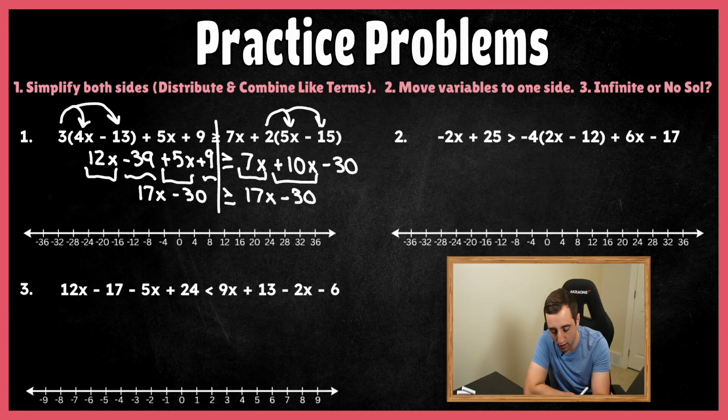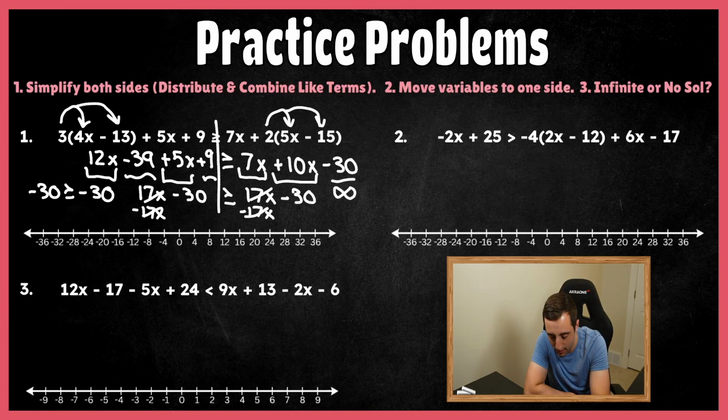And now let's move our variables to one side. So it looks like we're subtracting 17x on both sides. Our variables are going to cancel entirely, and we are left with negative 30 is greater than or equal to negative 30. Well, this inequality statement is true, meaning that our solution is going to be infinitely many solutions. So I'm going to box that in.